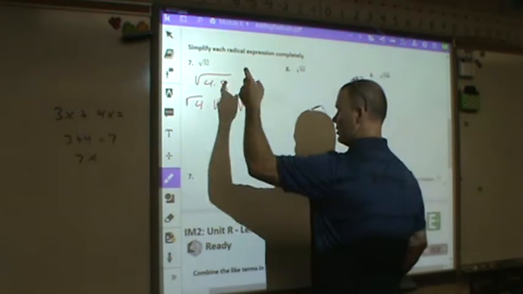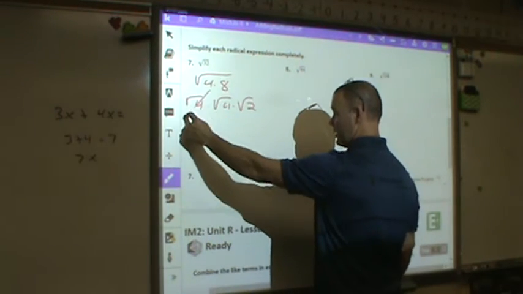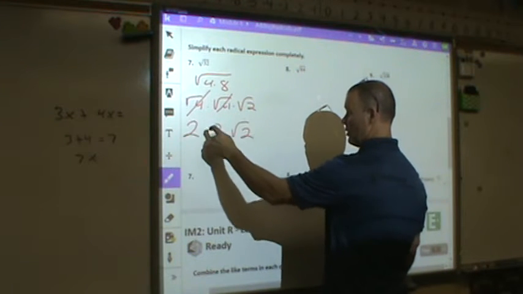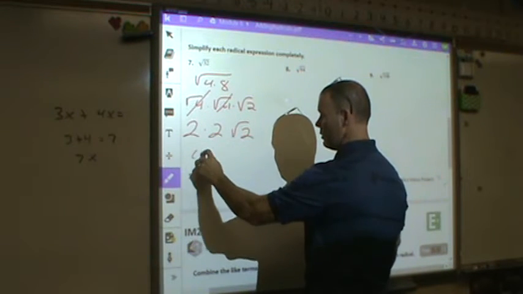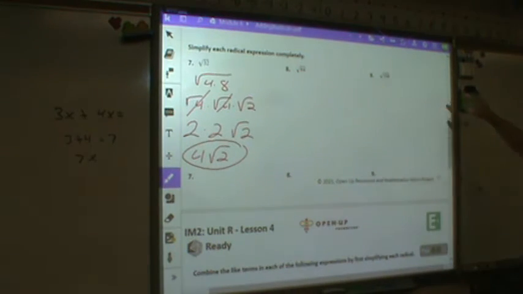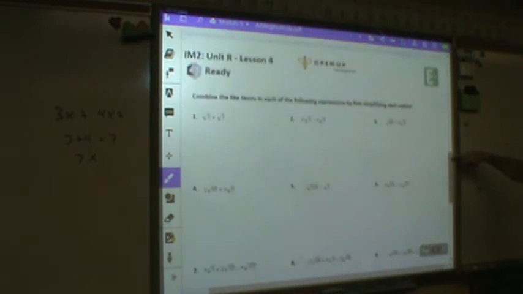Now at this point, most of us understand that 4 is a perfect square. 4 is also a perfect square, and we have the square root of 2. What do we do with what we take out? We multiply. What's left, we leave as a radical. Then you can finish 8 and 9 for yourself.